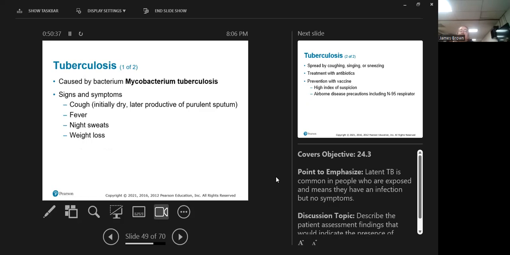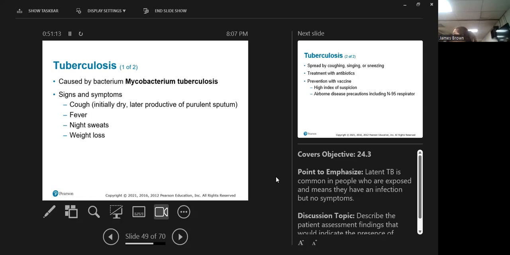TB, this is another one we get checked for every year in healthcare. It's caused by the bacterium Mycobacterium tuberculosis. The symptom is a nasty, dry, persistent cough for no reason. Later on, after it progresses, you might get a little bit of sputum with it, but not all the time. Fever.